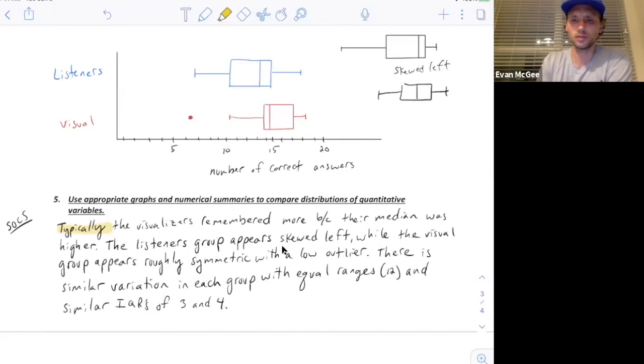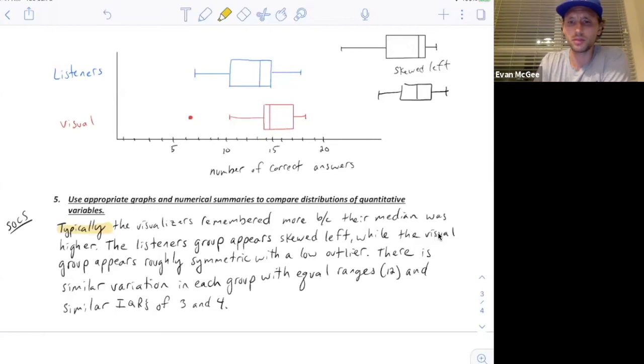The listeners group appeared skewed left. That's the shape. I said listeners were skewed left because you can see the distance from the median to the lowest value is further than the distance from the median to the highest value. So it appears skewed left. Sometimes it's going to depend on your drawing, so I will be lenient on your description as long as it matches your graph.